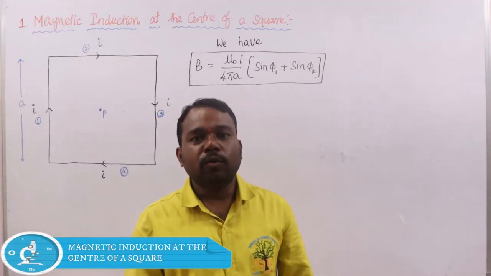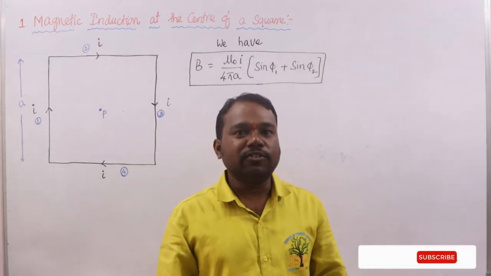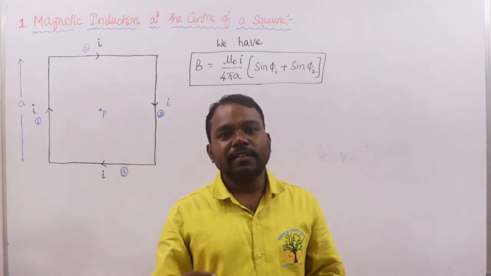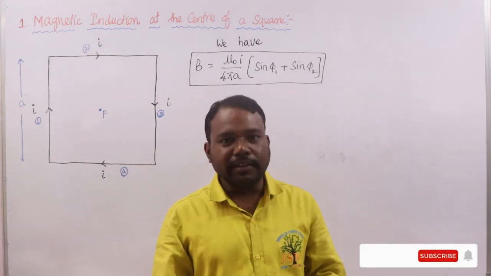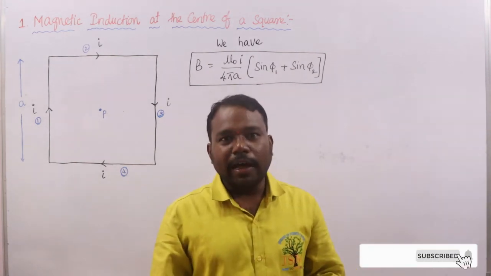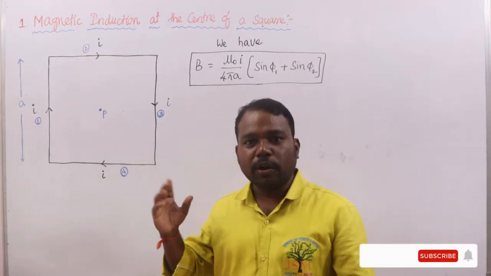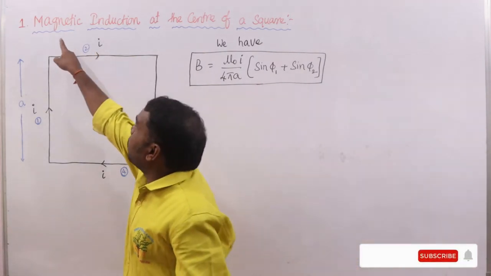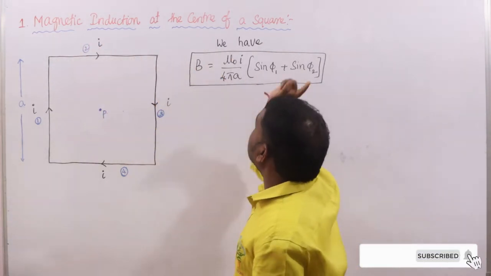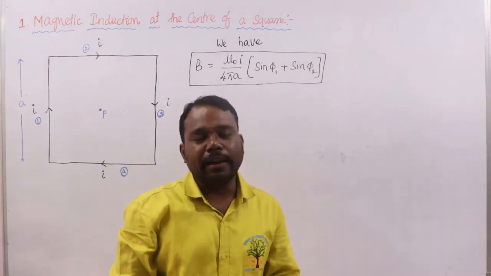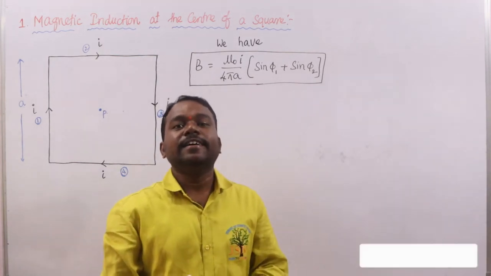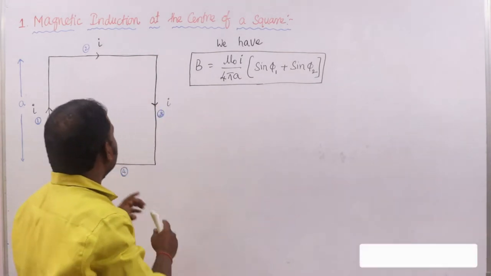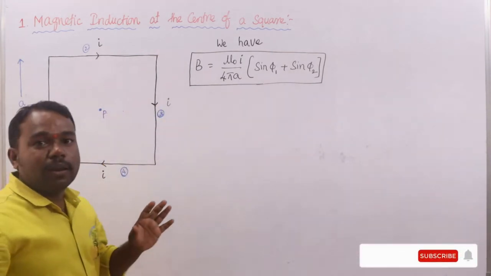In the previous video, we explained the applications of a long straight conductor of finite length, semi-infinite length, and infinite length. Now, in this video, I am going to explain some more applications of a straight conductor. The first one is magnetic induction at the center of a square. A square has four sides which are equal in length.